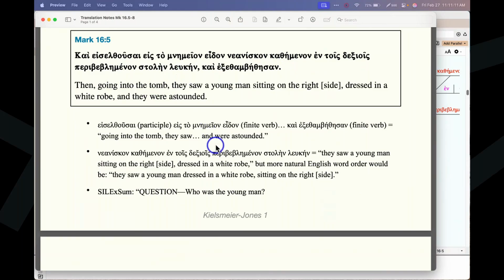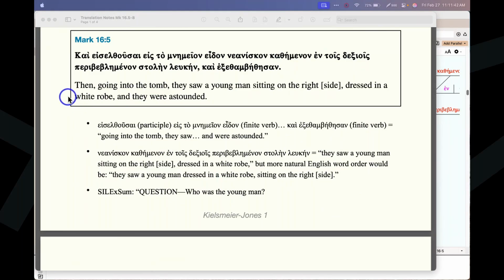I just wanted to note for a moment the word order here. If you follow the Greek word order, which of course we don't always have to do, and sometimes we simply can't because it will make for unintelligible English, but if we follow the word order, they saw a young man sitting on the right side, dressed in a white robe. And I preserved it that way because I like to whenever possible, and I want us to see how the English matches to the Greek.